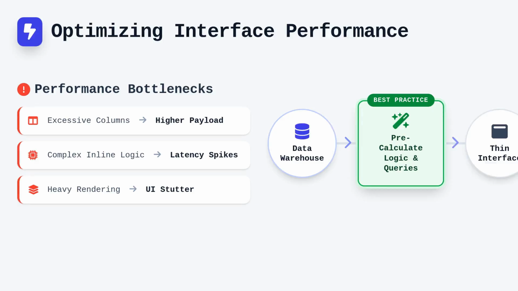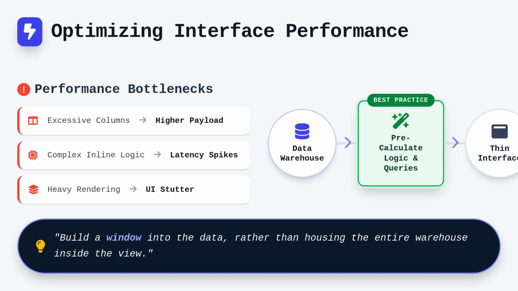By keeping the interface layer as thin as possible, you ensure that the load times remain consistent regardless of the underlying data volume. You are essentially building a window into the data rather than attempting to house the entire warehouse directly inside the user's view.